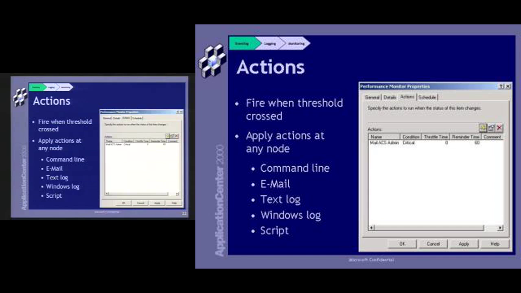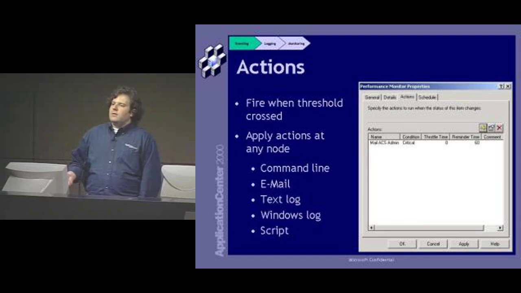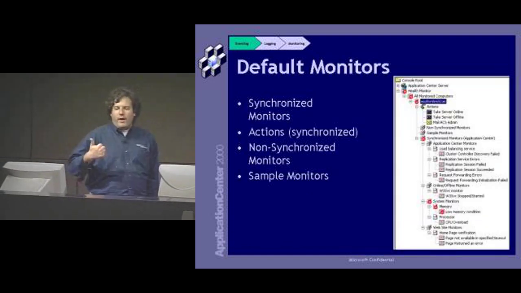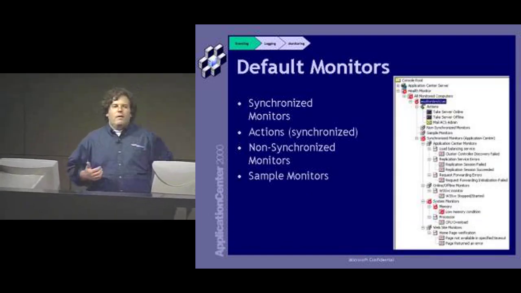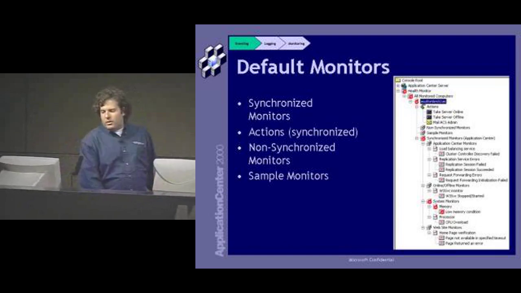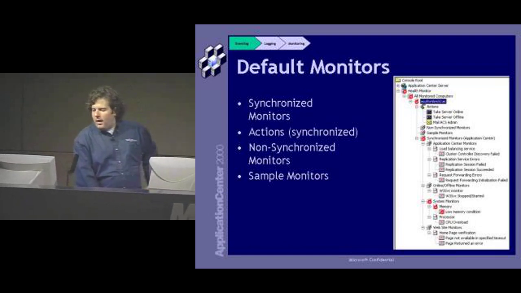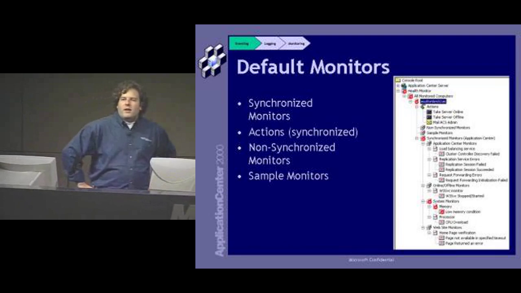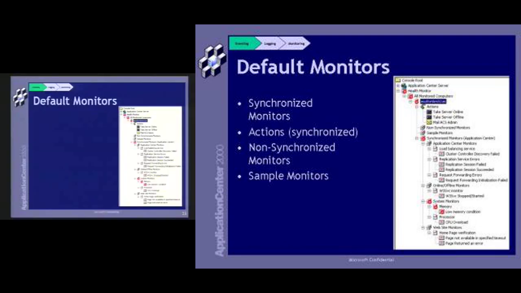Possible actions include running a command line, sending email, writing to a text log file, writing to the Windows event log, or firing a script, a VB script, J script. In AppCenter, we're going to set up a number of default monitors for you in HealthMon. We're going to set up some synchronized monitors that are replicated to every server in the cluster.